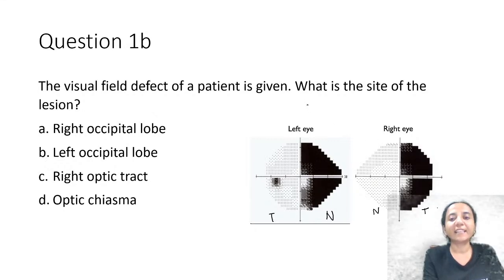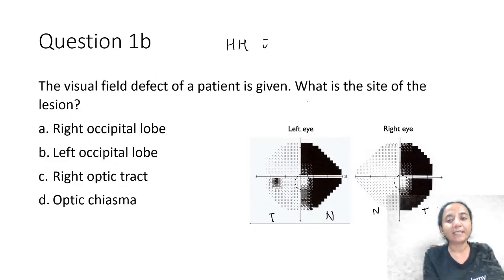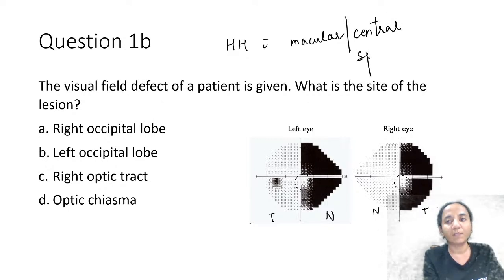See, what is this? This is a homonymous hemianopia because the nasal part of the left and the temporal part of the right eye are affected, but it is a homonymous hemianopia where the central part is clear. Look at the central part, it is clear. So this is a homonymous hemianopia with what is called macular or central sparing.